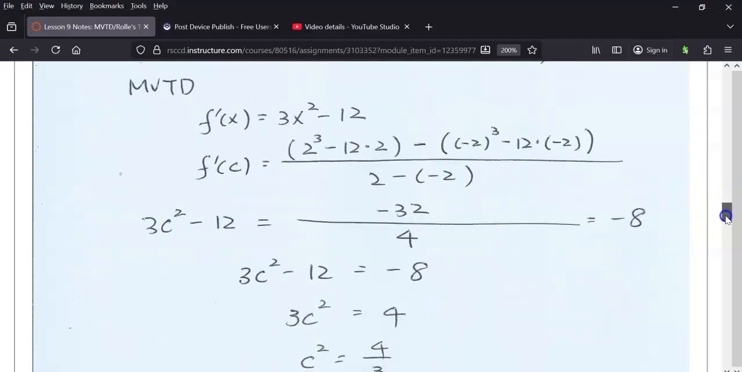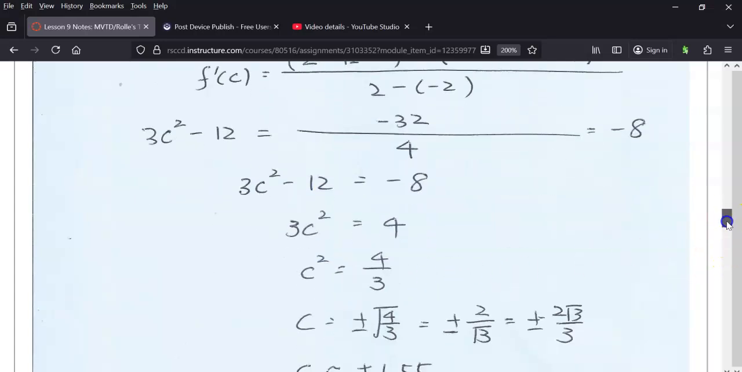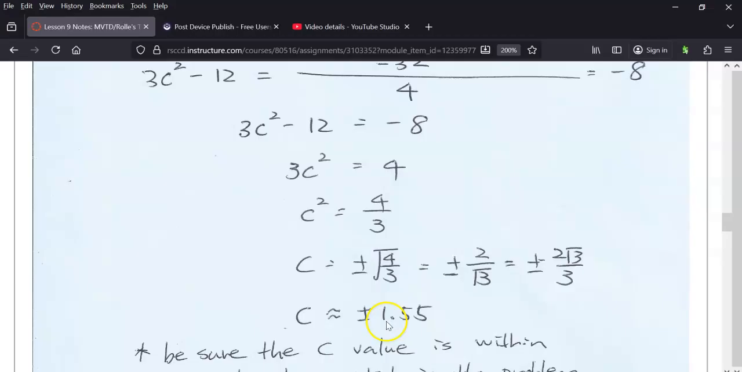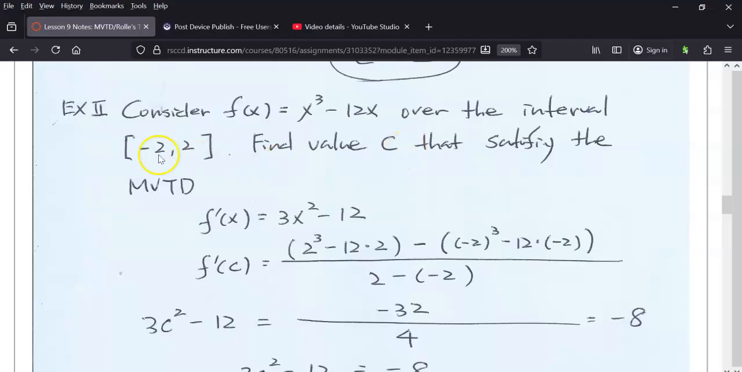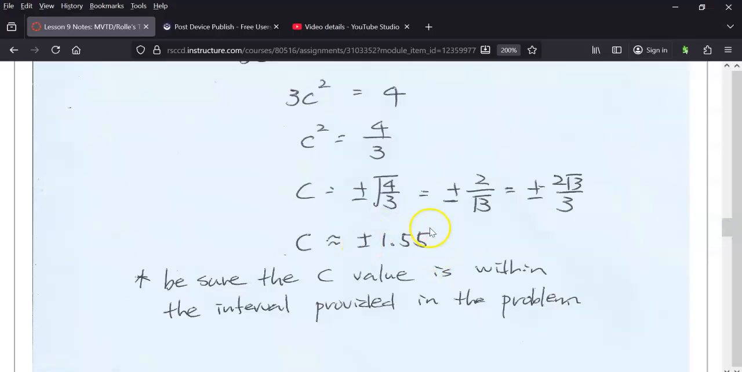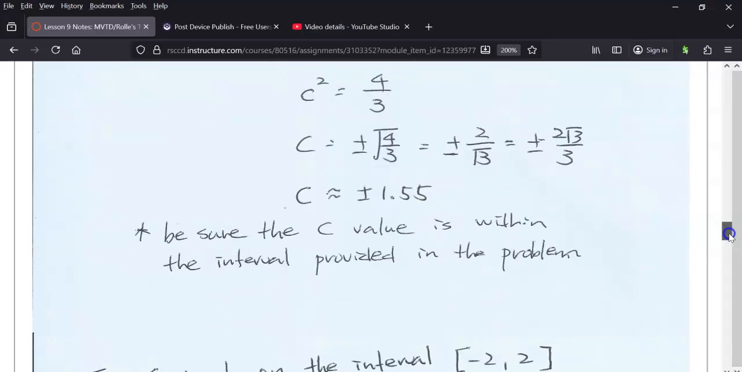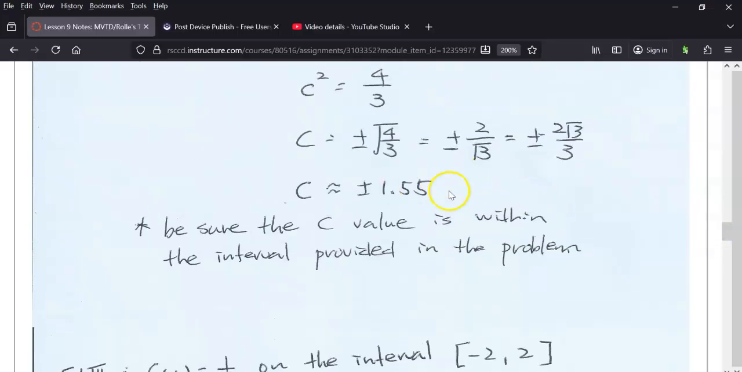So we set our derivative, evaluated at c, because it must be a number c, equal to the same slope, -a. Once we say 3c squared minus 12 equals -a, we solve for c, and c is approximately plus or minus 1.55. But remember, we want c to be between -2 and 2. So if you look at our answers, make sure both are in our interval. In this case they are, so we're okay. Remember, you can have 2 answers because the theorem states at least one c.